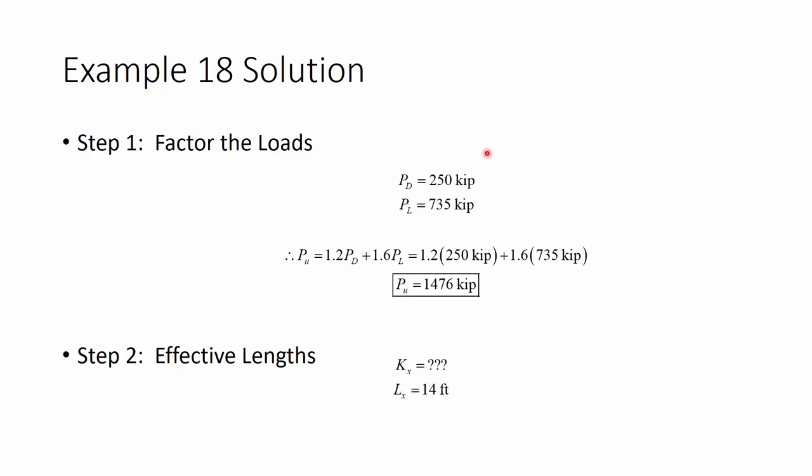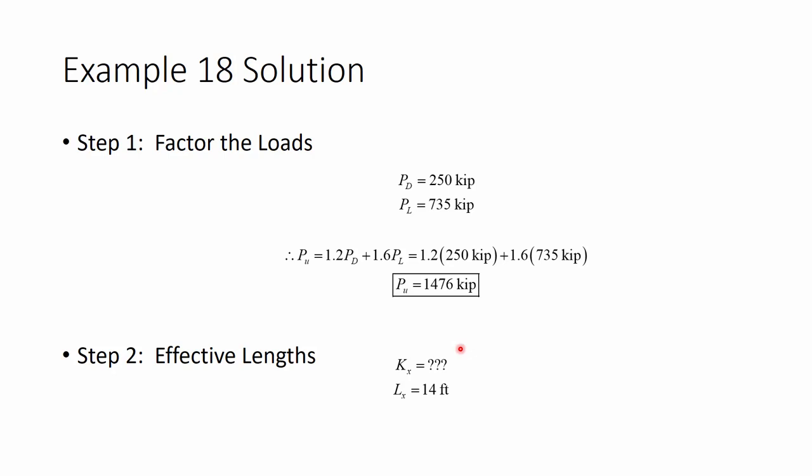Step two, we need to determine what's going on with our effective lengths. Along the x direction, we know that the column length is 14 feet long, but we don't know what K is. That's what makes this column design example different from the design of a singular column, where you automatically know what K is. The procedure is exactly the same, but this one fact is going to make the problem much longer: the fact that K is unknown, or K must be determined.